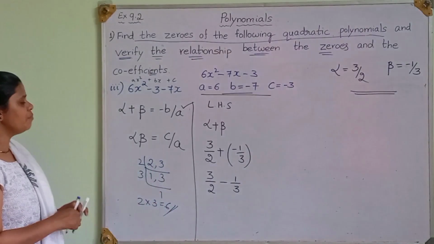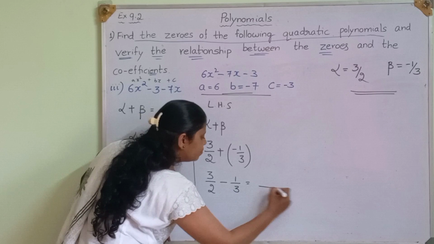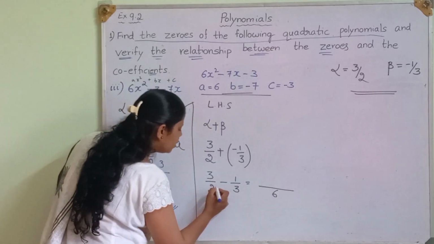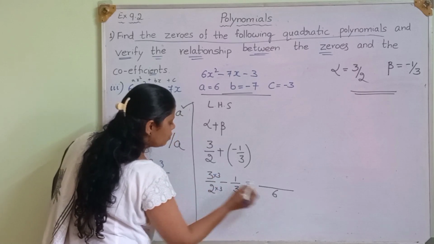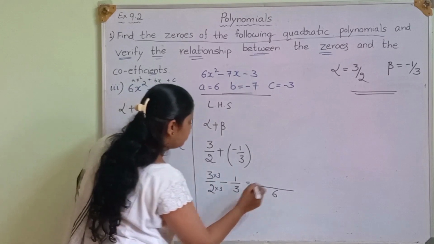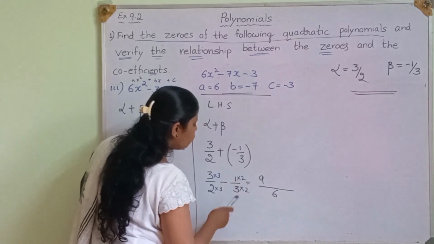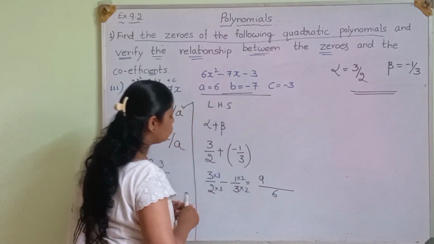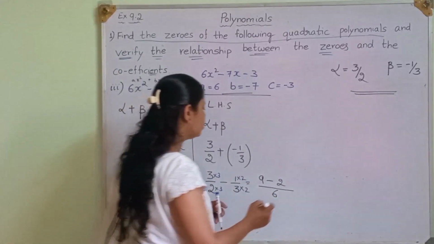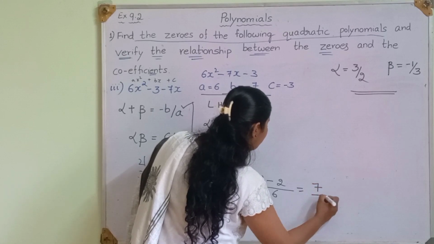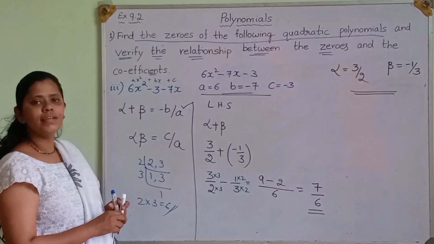6 is the LCM and we will equalize the denominator to 6. Here, 2 3s are 6, therefore we multiply: 3 3s are 9. Now 3 2s are 6, already it is here, 1 into 2, that is minus 2. 9 minus 2 is what? 7. 7 by 6. This is our LHS. Now let us do the RHS.